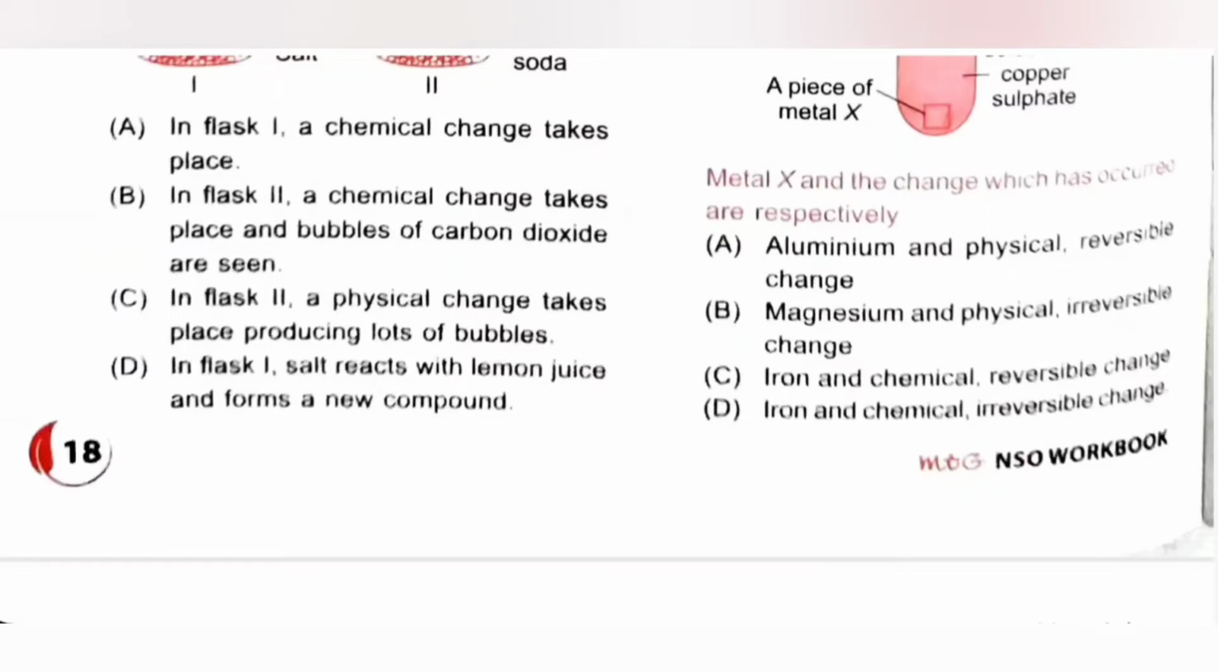So, metal X is iron, which reacts with the blue colored solution of copper sulfate and forms a new substance, that is, a green colored solution of iron sulfate. It is an irreversible and chemical change. So, option D, iron and chemical change, it is an irreversible change. Option D is the correct answer.